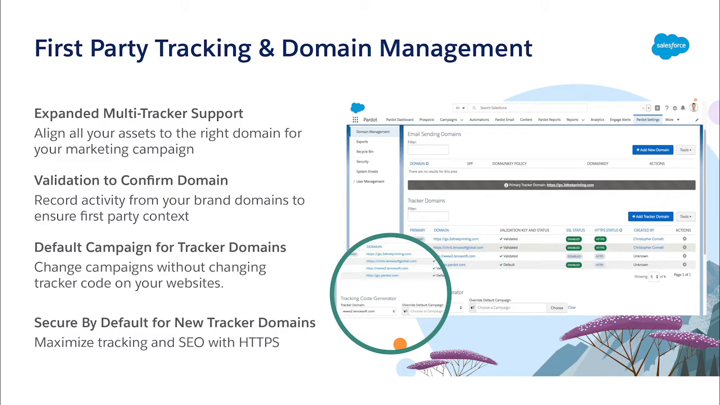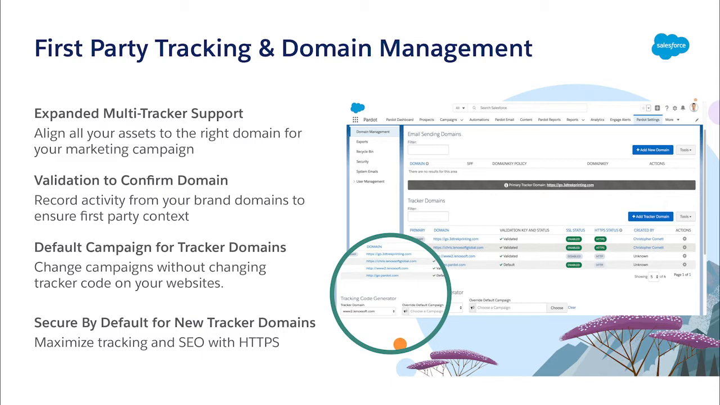First-party tracking will allow customers to improve their privacy posturing and maximize the data they can collect for providing personalized experiences. It is as easy as taking the following steps. First, activate the beta feature from Pardot settings. Next, set up a new tracker domain or configure an existing one with the default campaign.